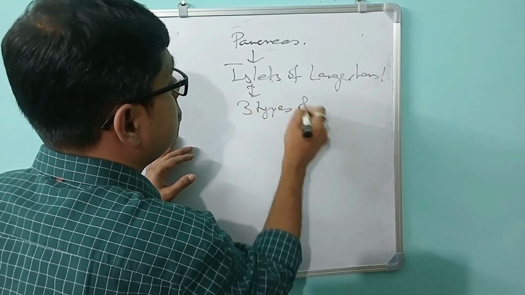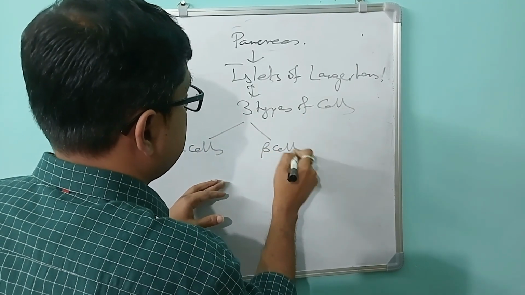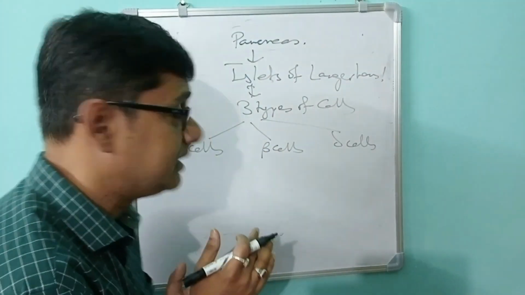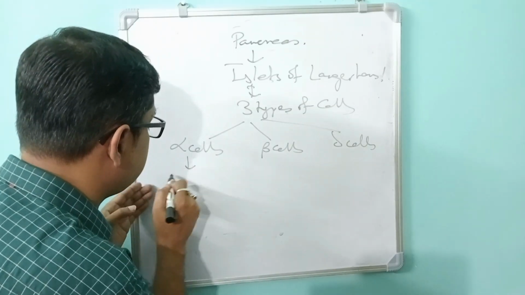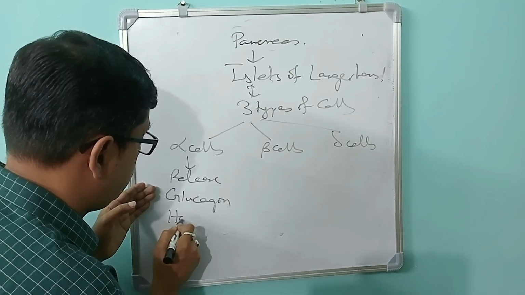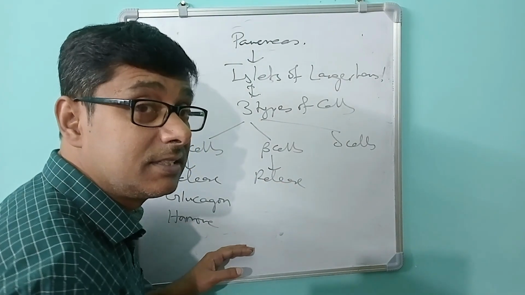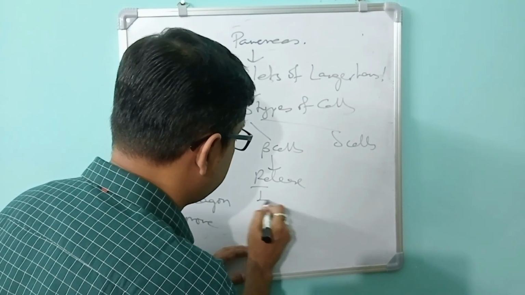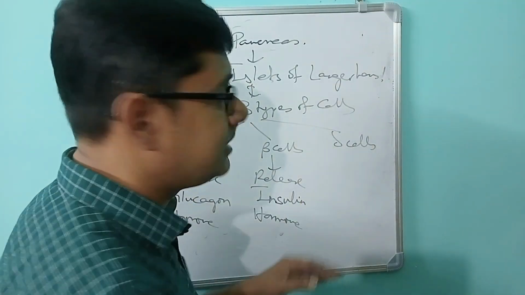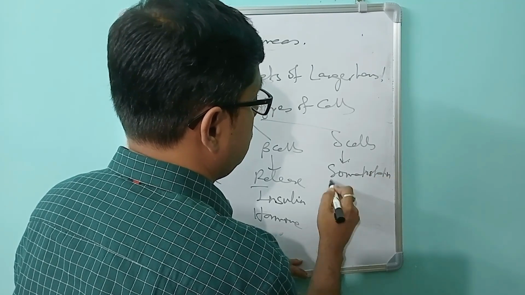It has three types of cells: alpha cells, beta cells, delta cells. Mainly you will have to focus on alpha cells and beta cells. Alpha cells of the islets of Langerhans release glucagon hormone. Beta cells of the islets of Langerhans release a very common important hormone, which is called insulin hormone. Clear? And delta cells release somatostatin hormone.